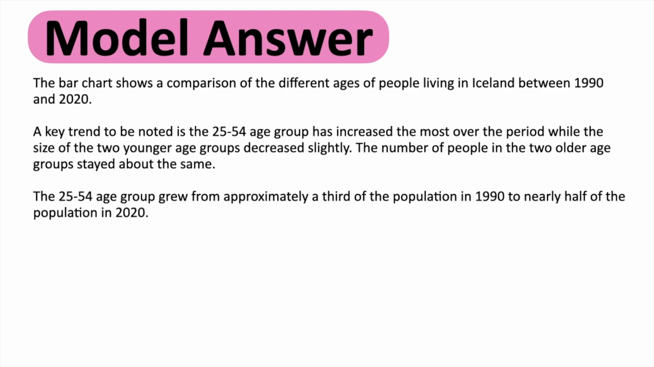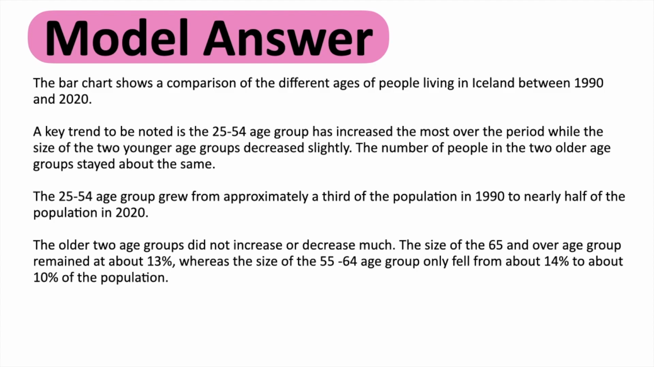The 25 to 54 age group grew from approximately a third of the population in 1990 to nearly half of the population in 2020. The older 2 age groups did not increase or decrease much. The size of the 65 and over age group remained at about 13%, whereas the size of the 55 to 64 age group only fell from about 14% to about 10% of the population.